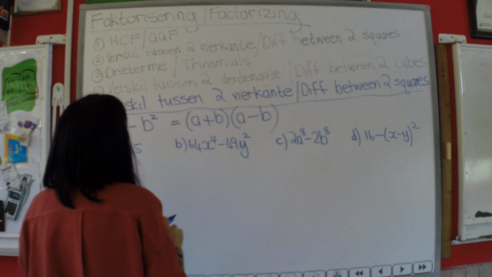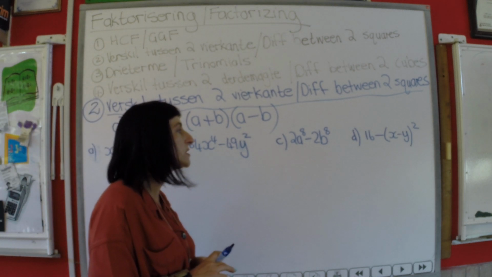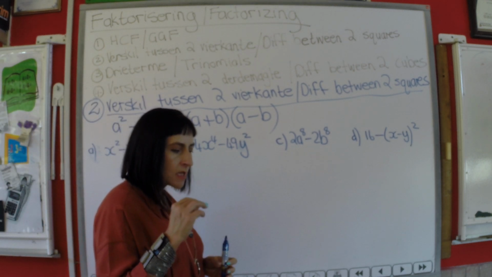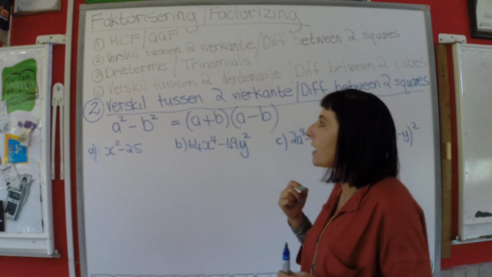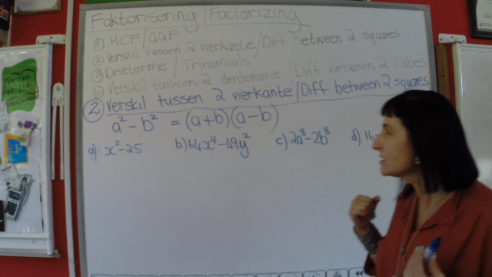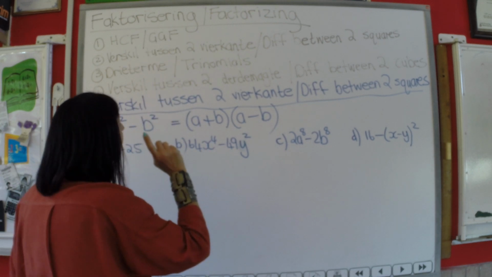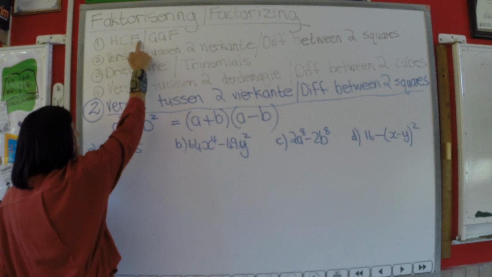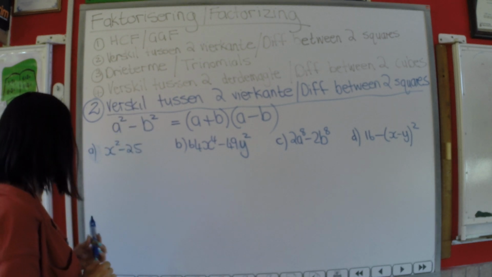Means die volgende stap van faktorisering is die verskil tussen twee vierkante. The difference between two squares. So, when I've tried to take out the common factor, and I'm done and there's nothing more I can do, then I go and search for the difference between two squares. Maar ek gaan altyd bo begin in my proses. So ek gaan altyd eers soek vir die verskil tussen twee vierkante.